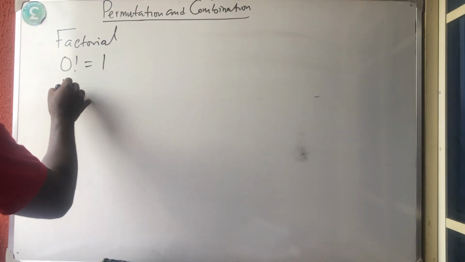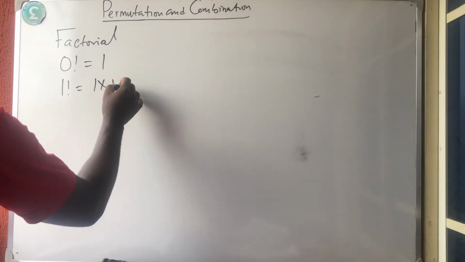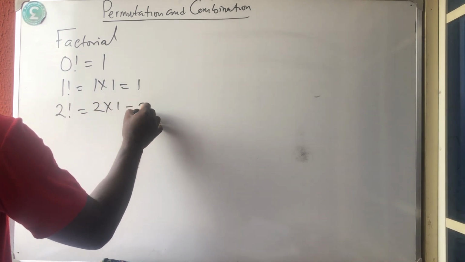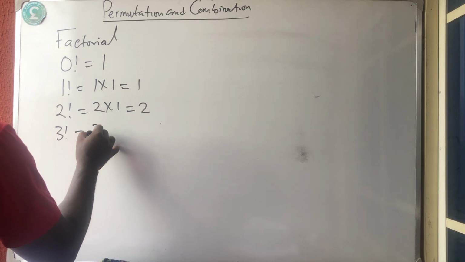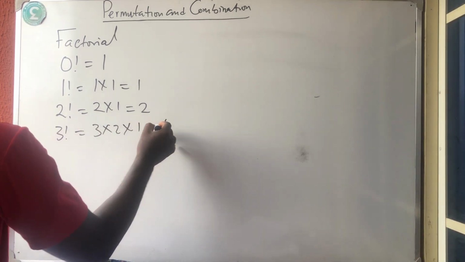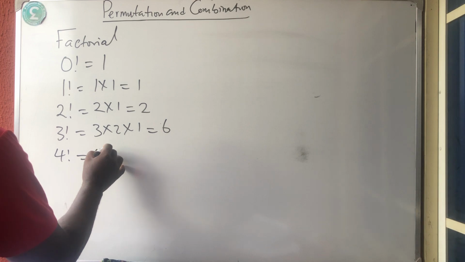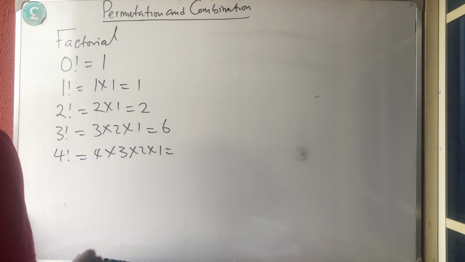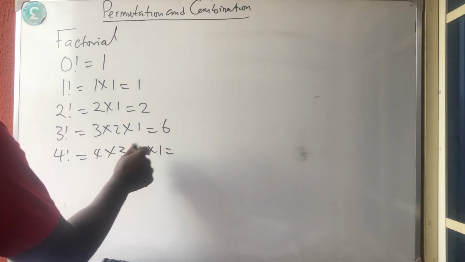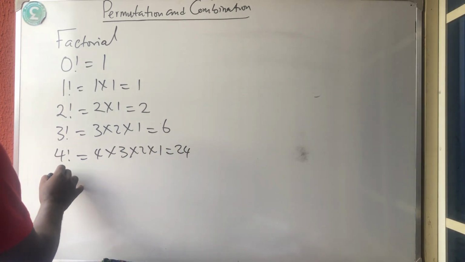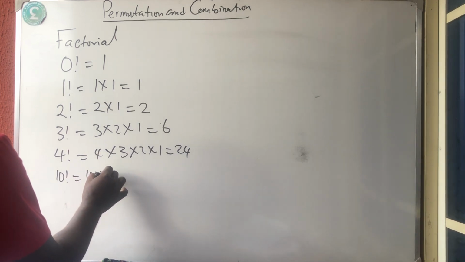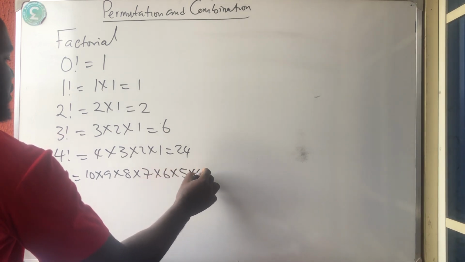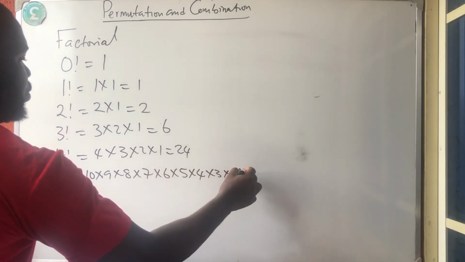Then 1 factorial means 1 times 1, which is what? 1. 2 factorial means 2 times 1, which is 2. 3 factorial means 3 times 2 times 1, which is 6. 4 factorial means 4 times 3 times 2 times 1, which is what? What is 4 times 3? 12, 24. So 10 factorial means 10 times 9 times 8 times 7 times 6 times 5 times 4 times 3 times 2 times 1.